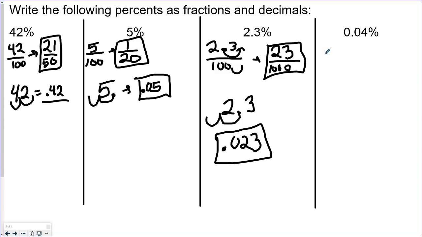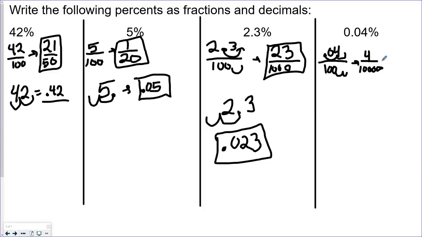0.04, we'll start with 0.04 out of 100. We're going to jump this once, twice, so it takes 2 jumps this time to jump off, which gets me 4. Do the same thing on the bottom, twice, 1, 2. I get this, there we go, 10,000.